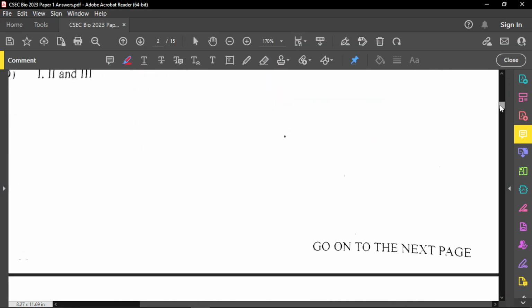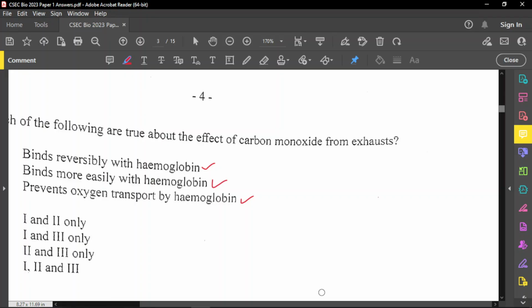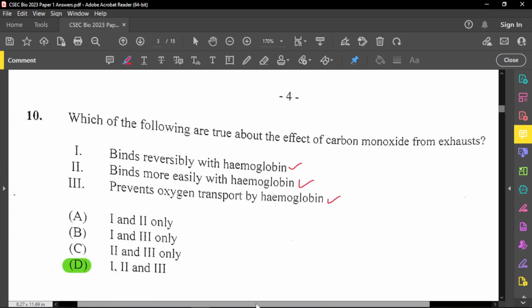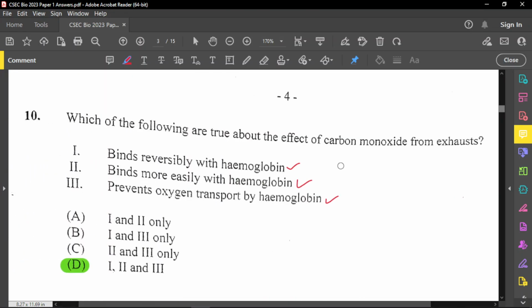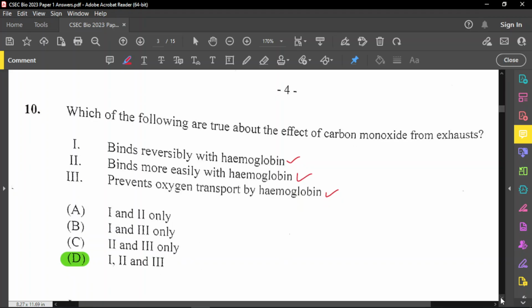So A is correct for this question. Now let's jump to question number 10. Question number 10 now reads, which of the following are true about the effect of carbon monoxide from exhaust? And so the carbon monoxide will bind reversibly with hemoglobin because it can be reversed. It's not a permanent thing. It binds more easily to hemoglobin, which is also true. Prevents oxygen transport by hemoglobin, which is also true. So option D is the correct option for that question.